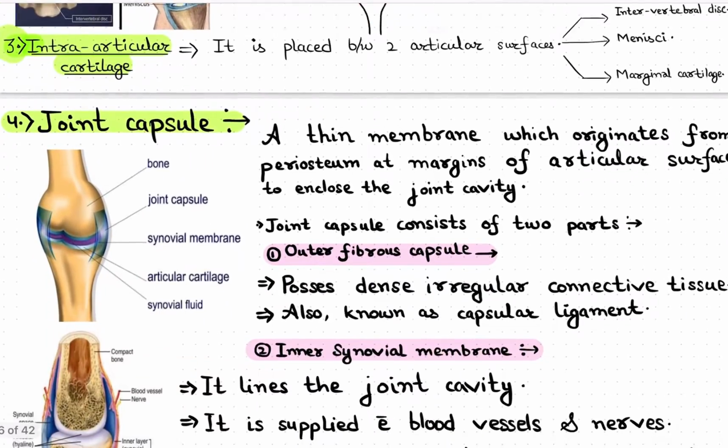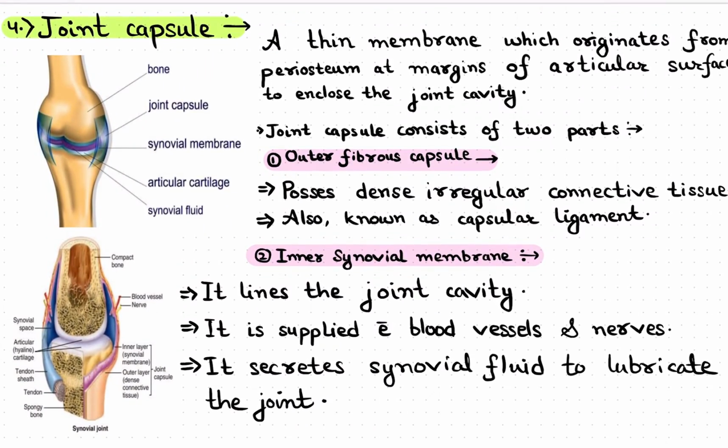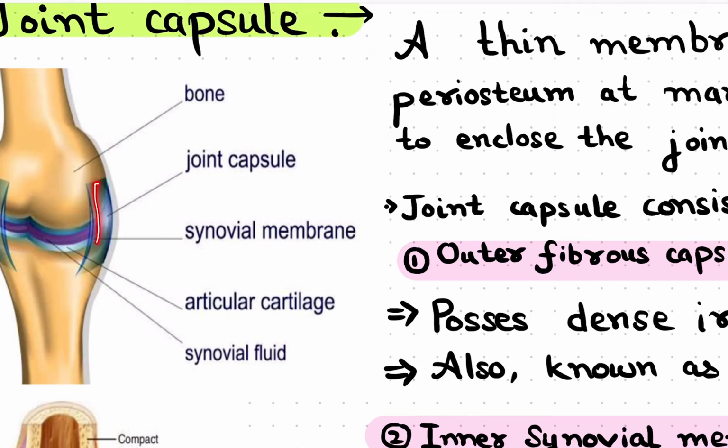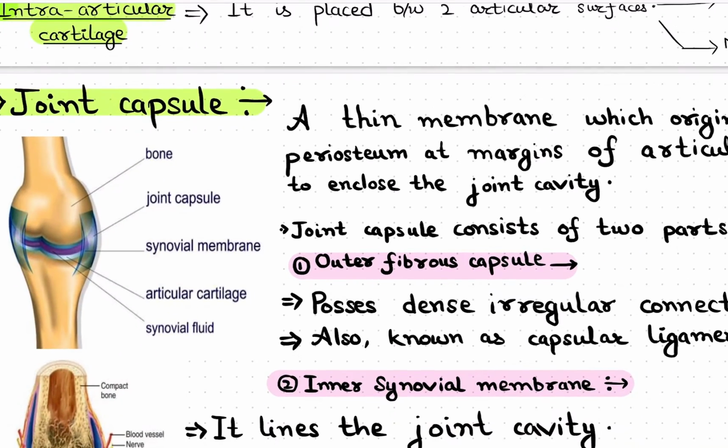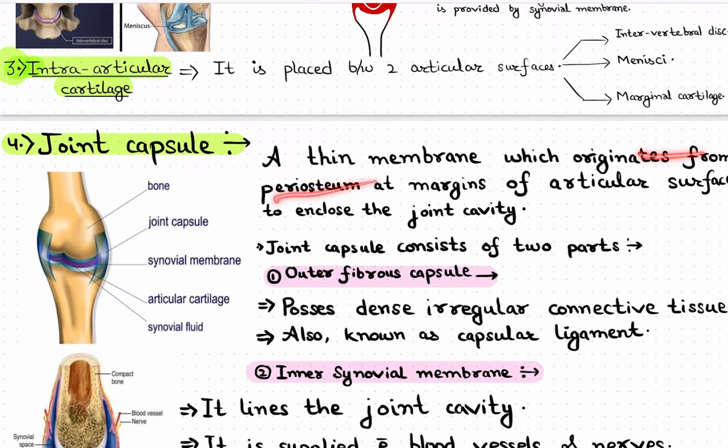Okay. Now let us study about joint capsule. What is this joint capsule? So this joint capsule is a thin membrane, as you can see. It is a thin membrane which originates from periosteum. This is the periosteum, which originates at margins of articular surfaces to enclose the joint cavity. This cavity between these two bones is covered by this thin membrane which arises from periosteum from the margins of the bone. So this constitutes joint capsule.